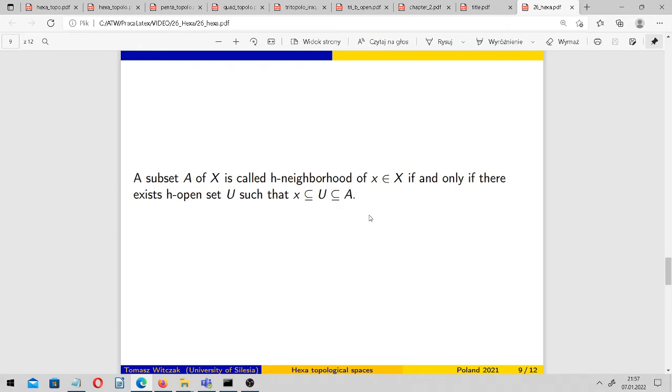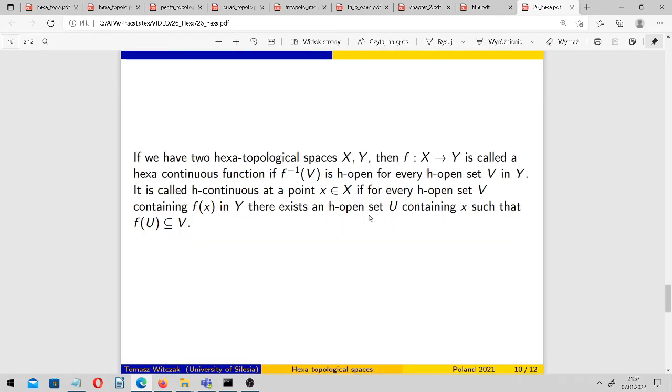A subset A of X is called an H-neighborhood of x if and only if there exists an H-open set U such that x is contained in U and U is contained in A. If we have 2 hexa topological spaces, then a function from X into Y is called hexa continuous if the pre-image of V is H-open for every H-open set V in Y. The pre-image is open in X, of course. It's called H-continuous at a point x if for every H-open set V containing f of x in Y there exists an H-open set U containing x such that f of U is contained in V.